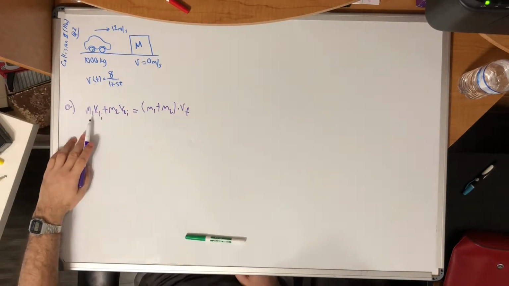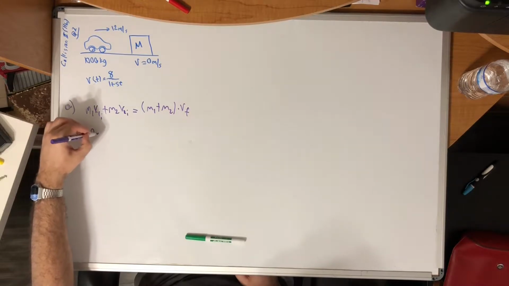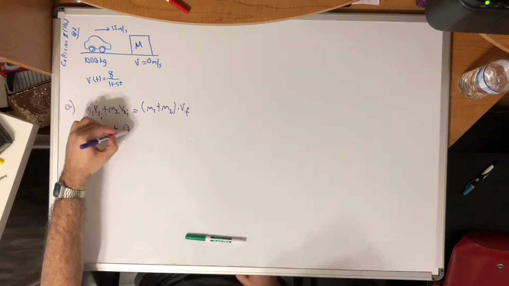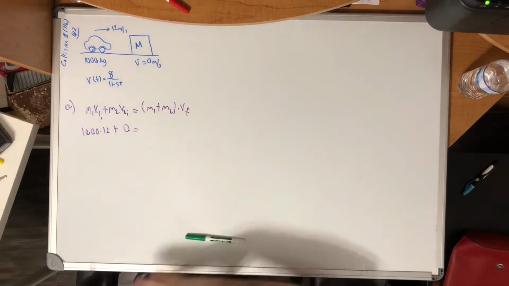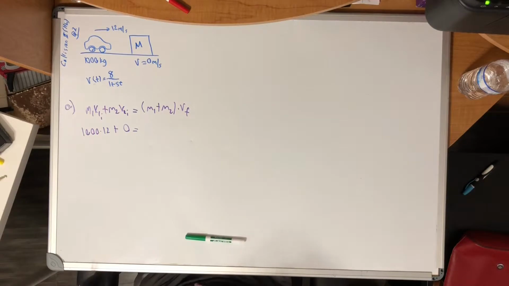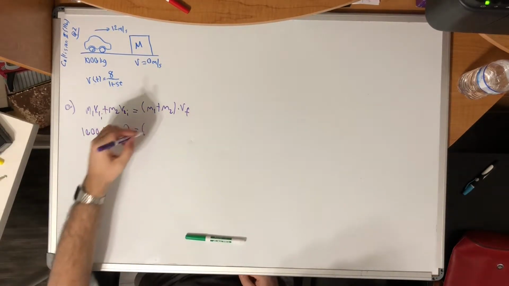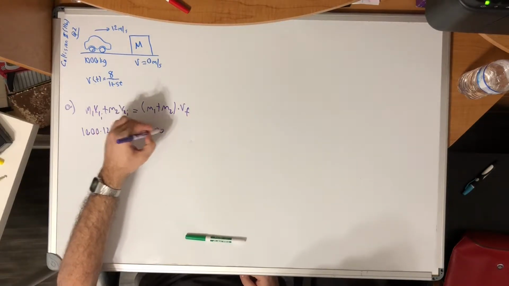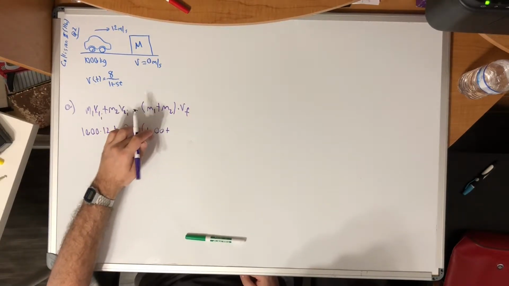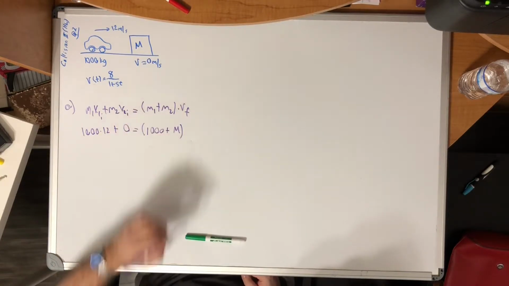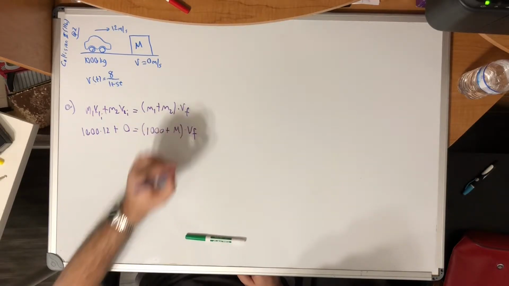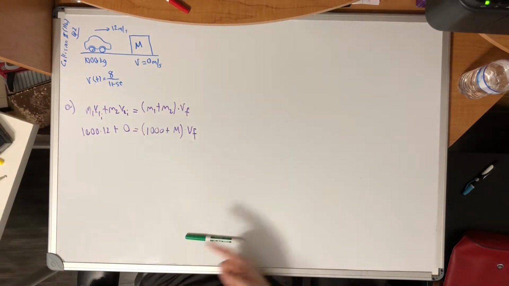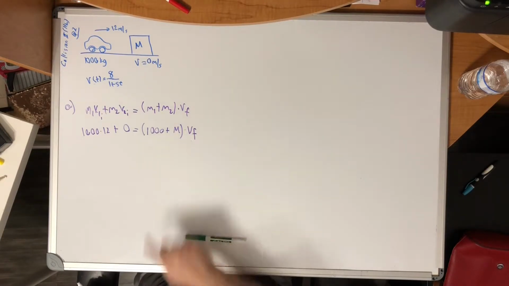So in the first part we don't have any problem. 1,000 times 12 plus 0, because this is stationary. Even if you don't know the mass of it, since it's stationary it's not going to have any momentum, so that's cancelled. And in the second part, after the collision, this is still 1,000, but we do not know the mass of the second object, and we also don't know the final velocity. So we have two unknowns, but one equation, so mathematically we cannot solve it.